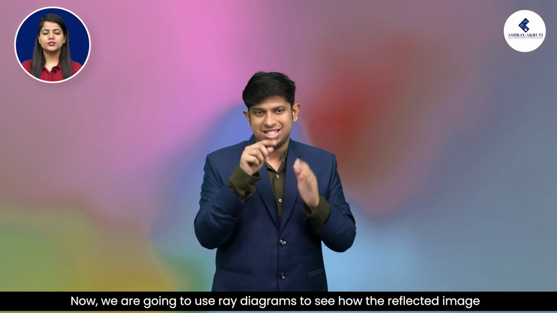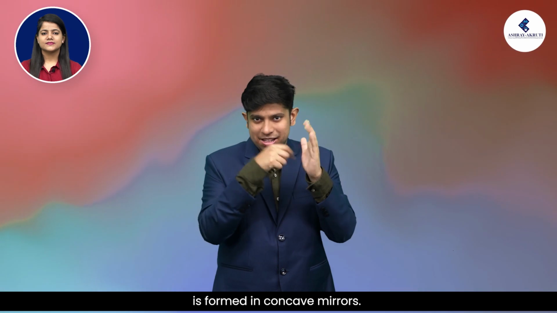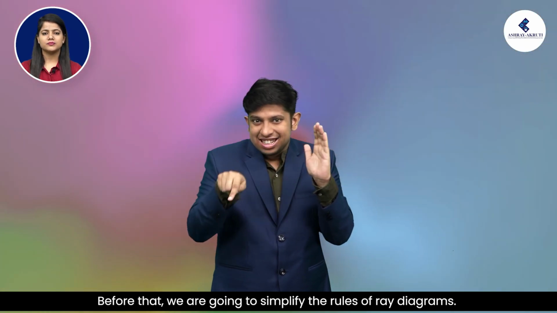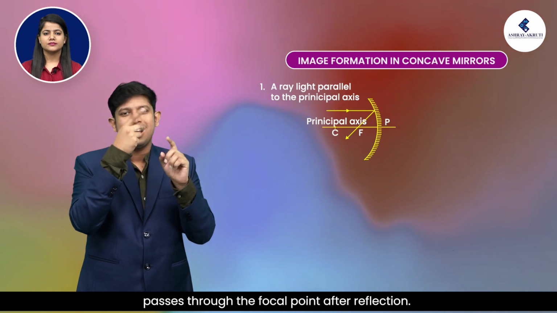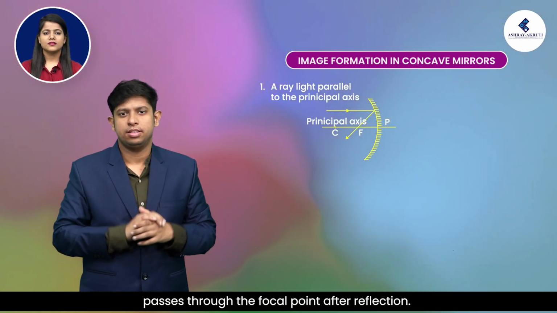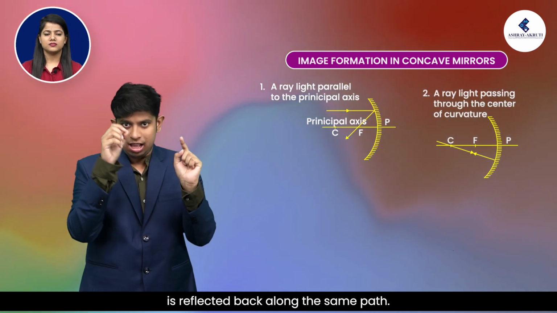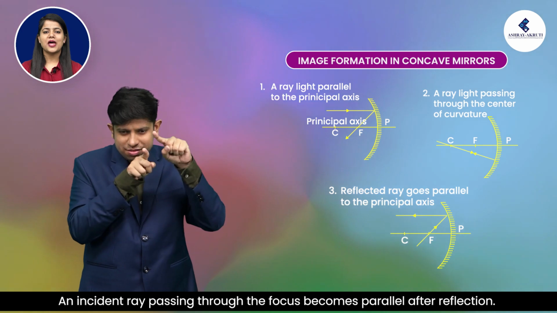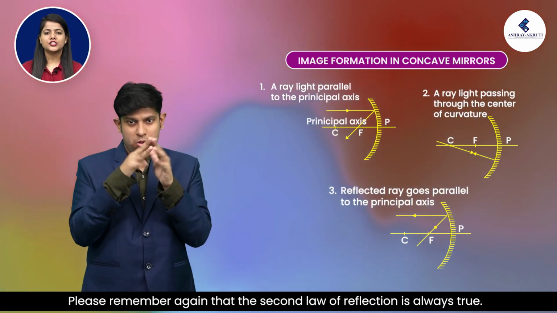Now, we are going to use ray diagrams to see how the reflected image is formed in concave mirrors. Before that, we are going to simplify the rules of ray diagrams. A parallel incident ray to the principal axis passes through the focal point after reflection. An incident ray passing through the center of curvature is reflected back along the same path. An incident ray passing through the focus becomes parallel after reflection. Please remember again that the second law of reflection is always true.